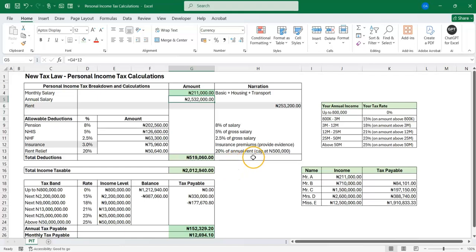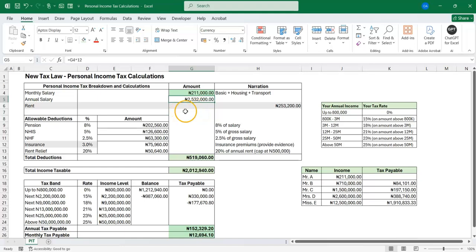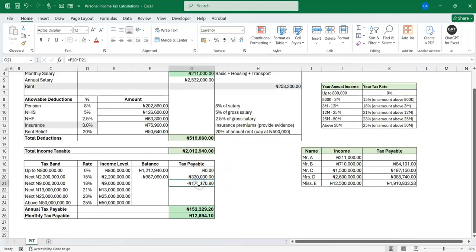This is 211,000, and then this is the annual income, 2.5 million. This is the annual rent, assuming that it is 10% of the annual income. So when you get this template, you need to work on the rent, you need to work on the insurance, and make sure that you input the correct value or the correct percentage. So once you do that, every other thing will automatically calculate by itself, and then you are able to calculate your tax liability. So every other thing is calculated. This is the allowable deduction, the total, and this is the taxable income. And then from here we can delete this.